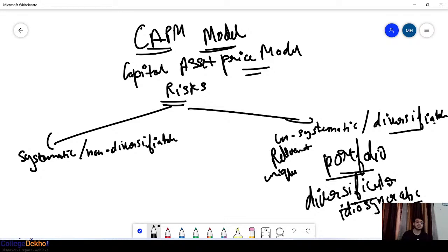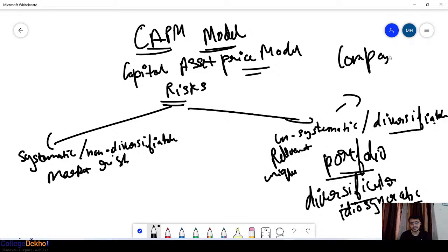Now let's come back to systematic risk or non-diversifiable risk. It's also called your market risk. The earlier risk was unsystematic and diversifiable. It's also called company-specific risk, and we can say industry-specific risk also. Systematic risk is a market risk.